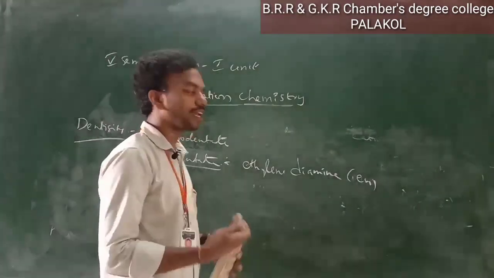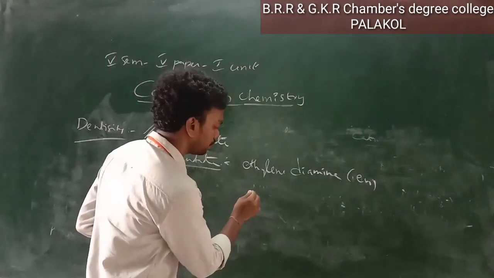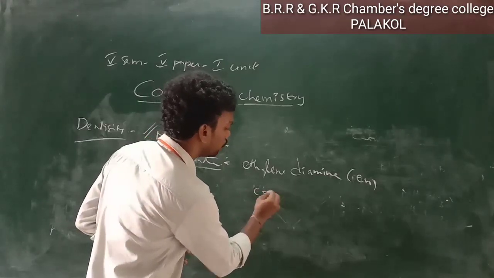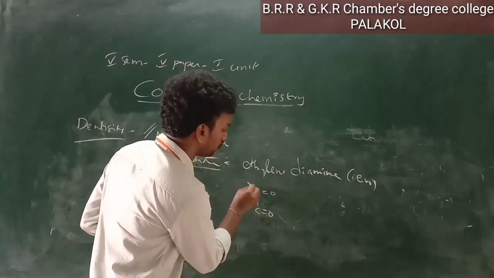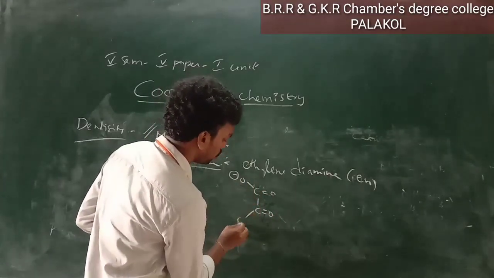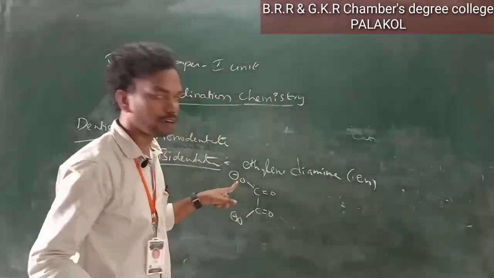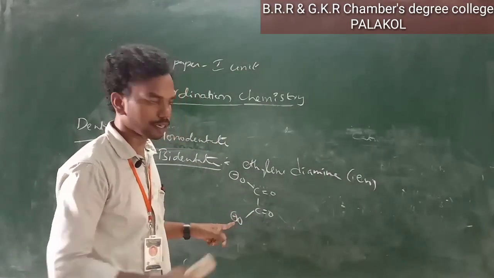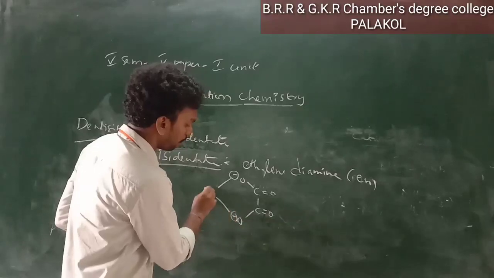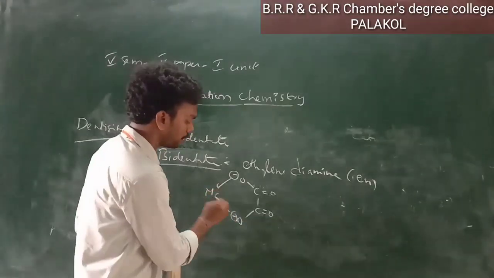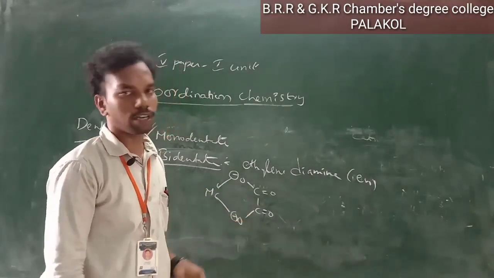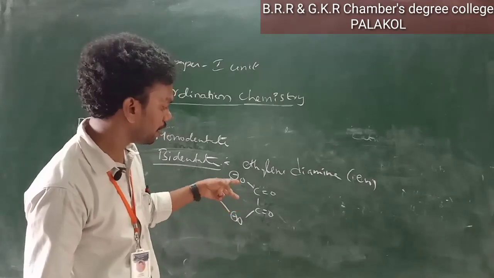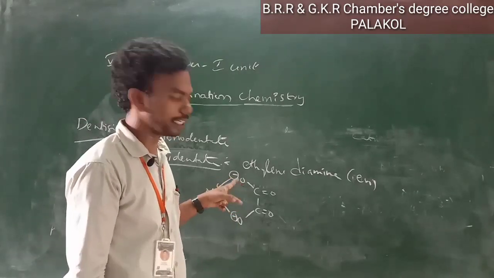If you look at an anionic bidentate ligand, that is oxalate, C double bond O, O minus. Here one oxygen has one lone pair of electrons, and here the other oxygen has one lone pair of electrons. So these two are coordinated with the metal atom. So this is an anionic bidentate ligand, because oxalate has two donor sites, so it is a bidentate ligand.